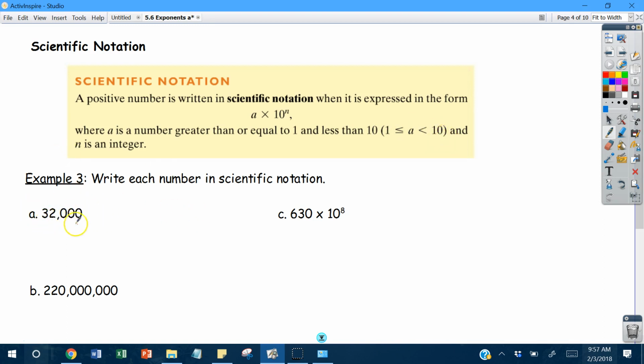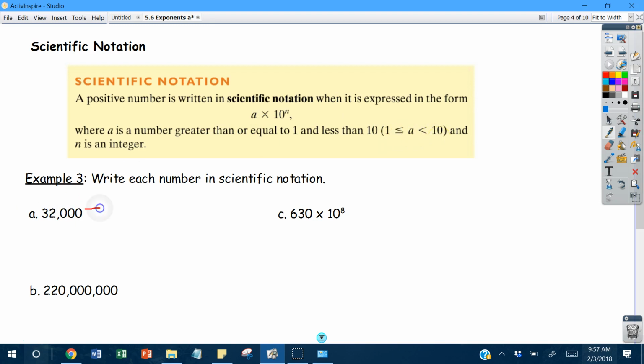We have a 32,000. We have 32 and then a bunch of zeros at the end. Now we're going to hold on to these zeros in a second, because that's going to be what makes up our 10 to a power thing. But the 32 is something we want to express as a, but we need to express the number 32 as a number between 1 and 10.